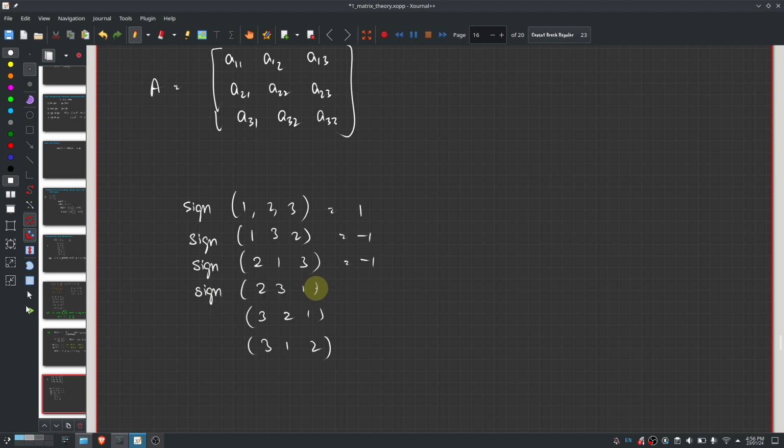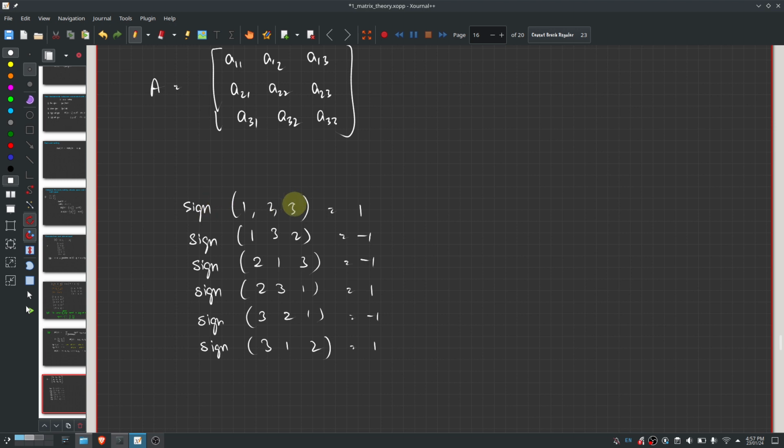What is the sign of 2, 3, 1? It's equal to plus 1, because I can first swap 1 and 3, and then 2 and 3. What is the sign of 3, 2, 1? Minus 1, because I just need to swap 1 and 3. What is the sign of 3, 1, 2? It's equal to plus 1.